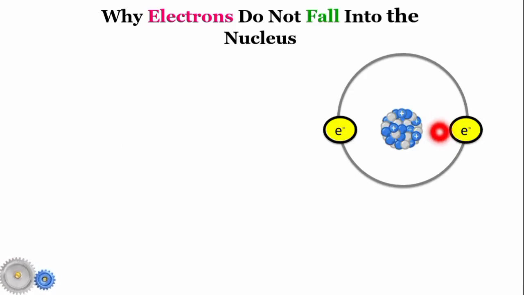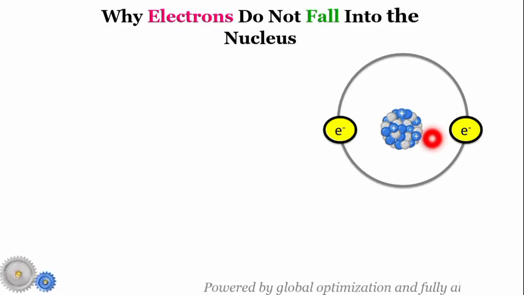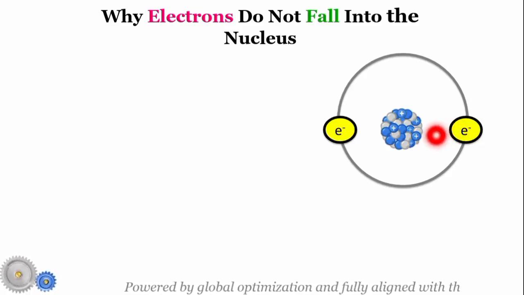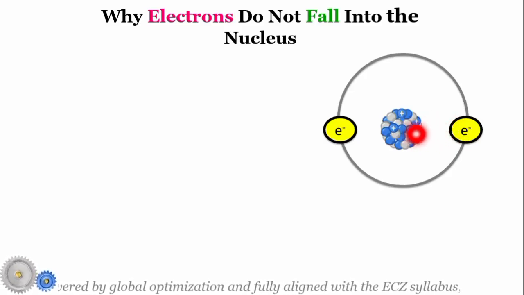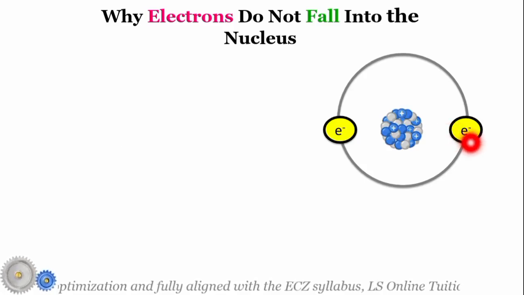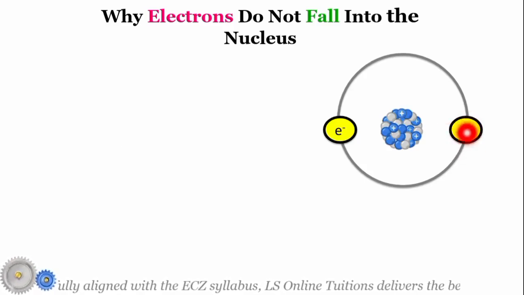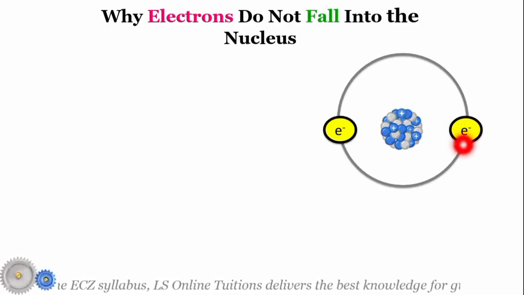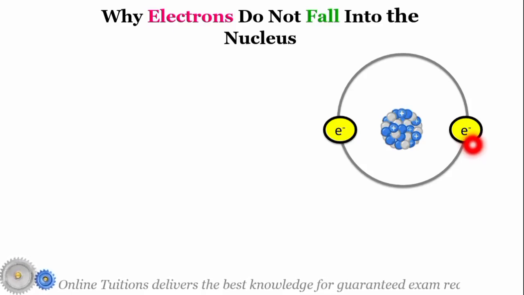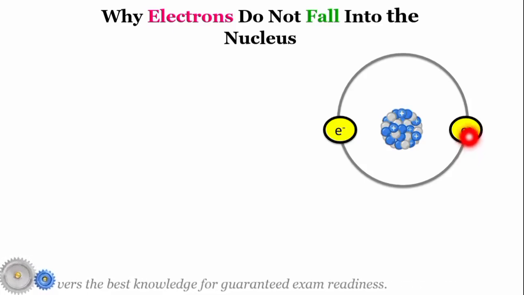So perpendicular force has low to minimum impact on the moving object. So we have seen that this electron is moving at high speed. So the only impact the perpendicular force, the electrostatic force between a proton and the electron, has on this electron is changing its direction. So it is one of the reasons why electrons move in a circular manner.